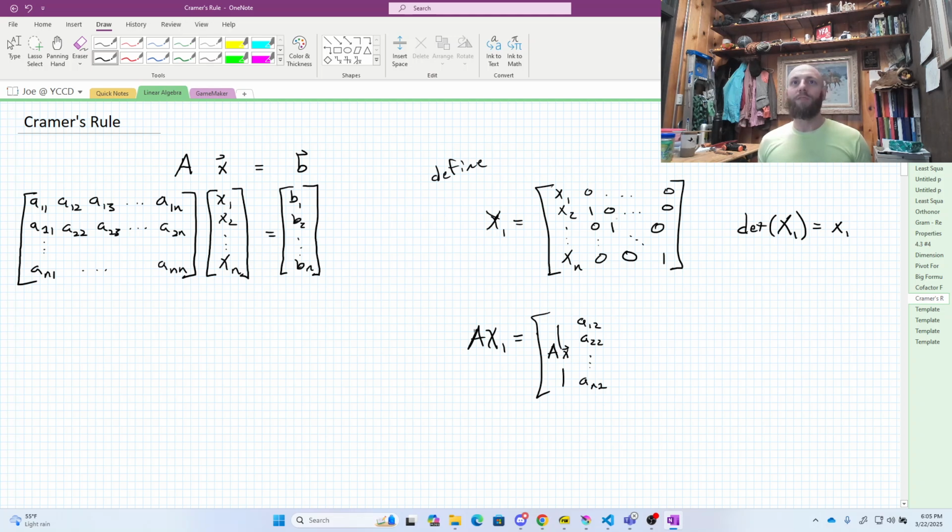If I do that again for my third column, I'm just going to get the third column of A. So I'm going to have A13, A23, and so on, down to An3. I'm going to continue that all along here, and eventually at the end I'm going to get Ann in the bottom corner and A1n up top. So this matrix is just like A, but with the first column substituted out. Well, what's Ax, though? Ax is supposed to be b. So this is going to be a new matrix here.